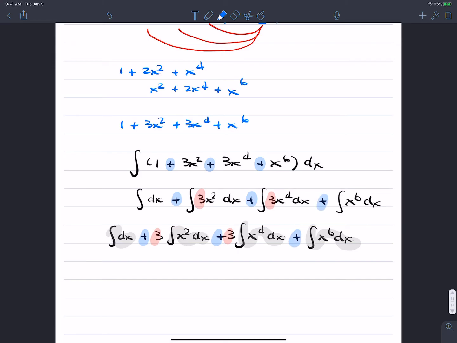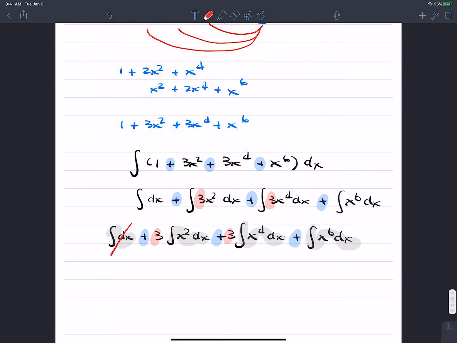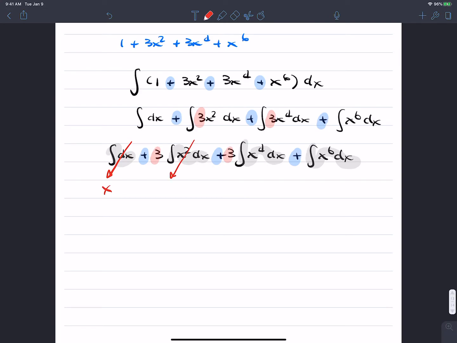So we're just using our properties, and now we get to integrate. We're going to integrate by the power rule. We know this integral is actually just x. We know this integral will be, by now, hopefully, 1/3 x cubed. This will be 1/4, sorry. This will be 1/5 x to the fifth.